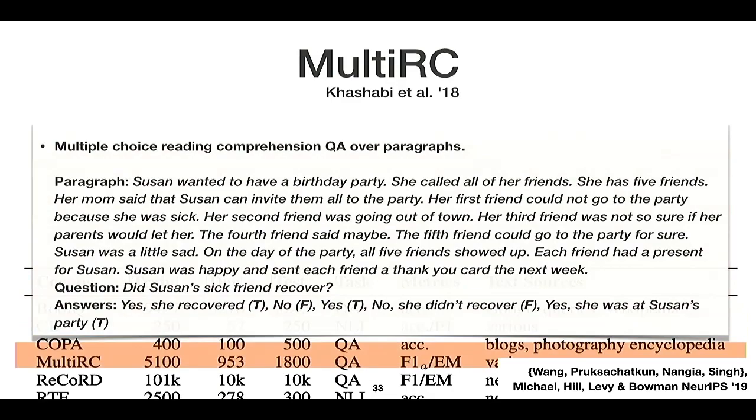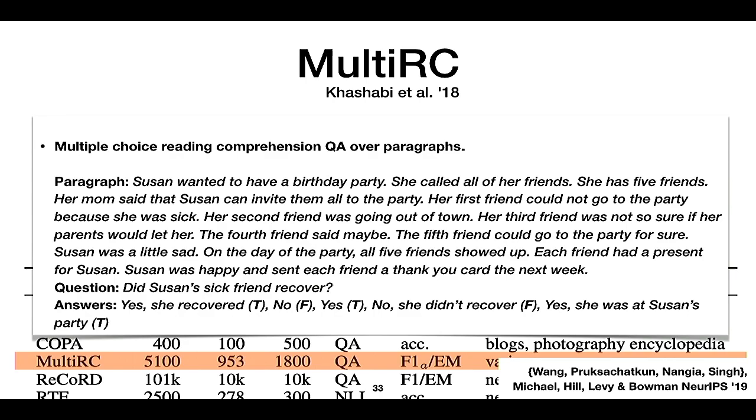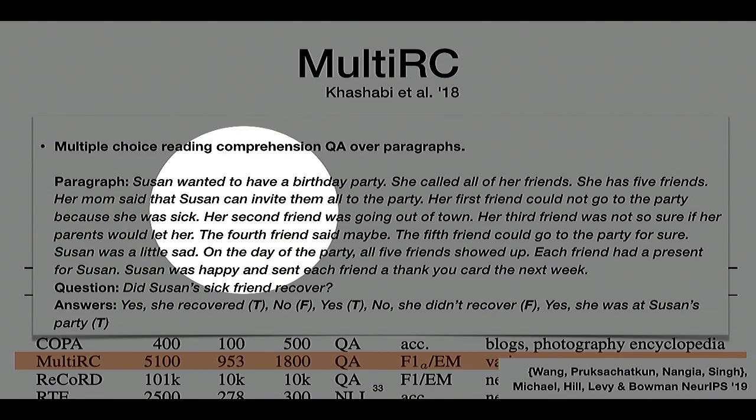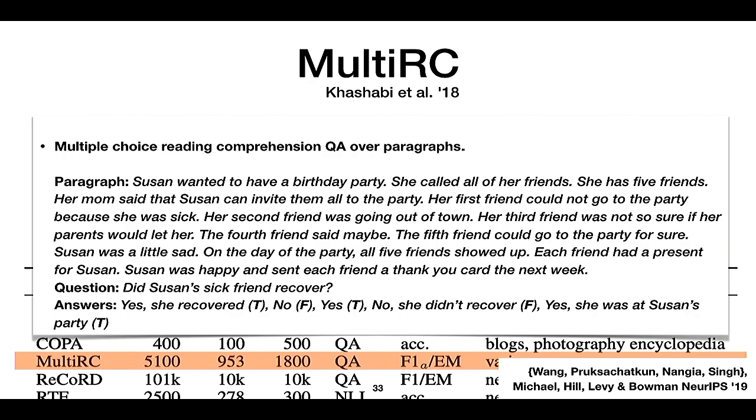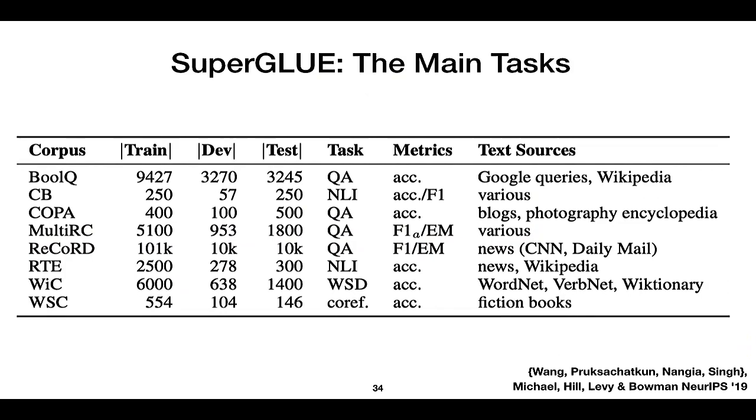One more example of a task, we included multi-RC. This is one of the many multiple choice reading comprehension data sets to come out recently. It's one that's proven to be relatively hard. The inputs are paragraphs rather than sentences, and we're asking relatively straightforward factoid questions about what the paragraph as a whole is conveying. And this is also relatively small with about 5,000 examples. So that's a quick overview of SuperGLUE.